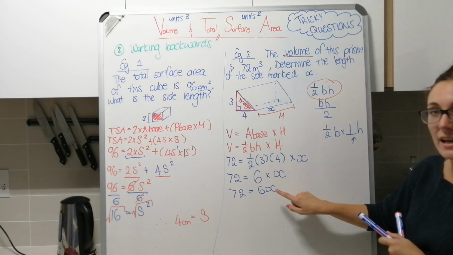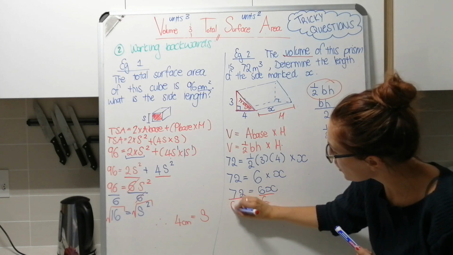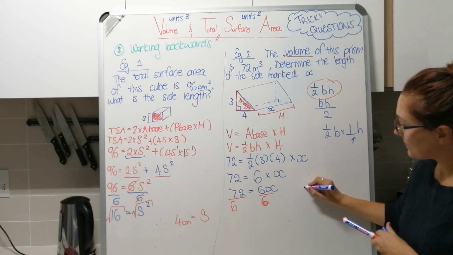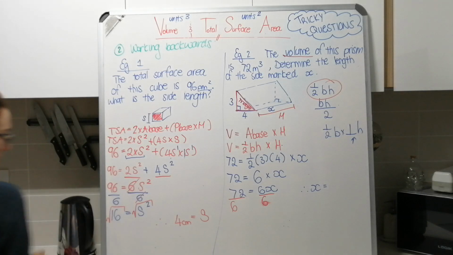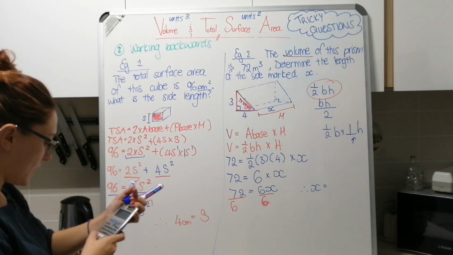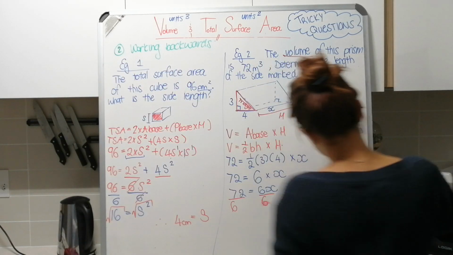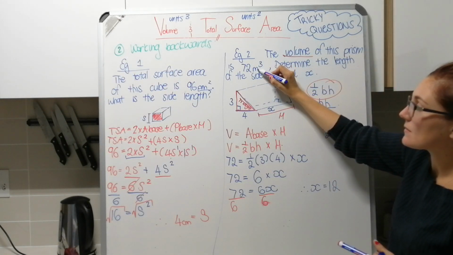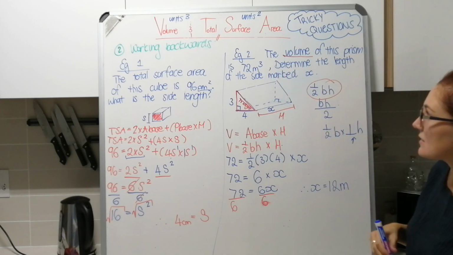I want to get the x by itself, so I divide both sides by the coefficient of x, and I get, what's it, 12? 72 divided by 6? 12. We get that x is equal to 12 meters because the volume was in meters cubed. So this is 12 meters.